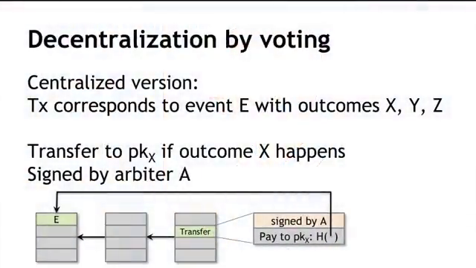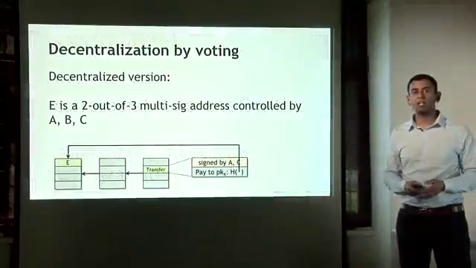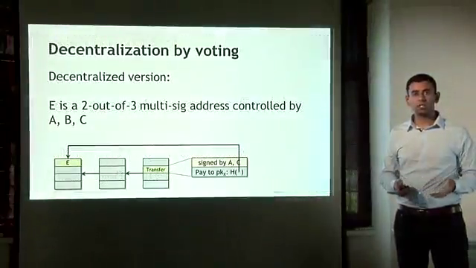Recall that Bitcoin has a multi-signature feature. So what we would do is make sure that this transaction output is a 2 out of 3 multi-signature address that is controlled by these 3 different arbiters, A, B, and C. Each of them has one of the corresponding private keys. And only if 2 of them agree, let's say A and C, will they be able to create this transfer transaction. So that's a way of decentralizing this notion of a data feed.